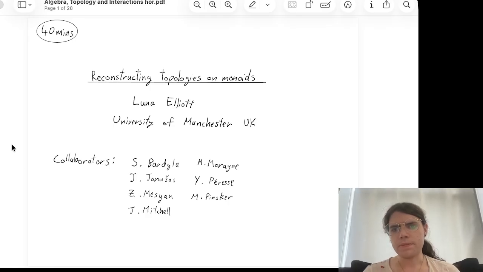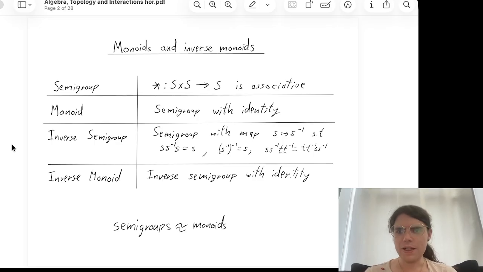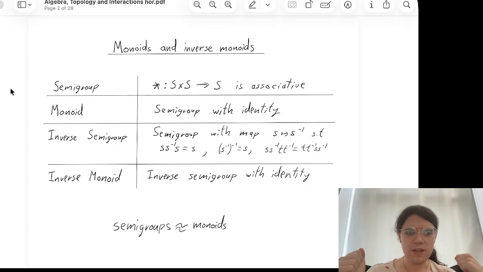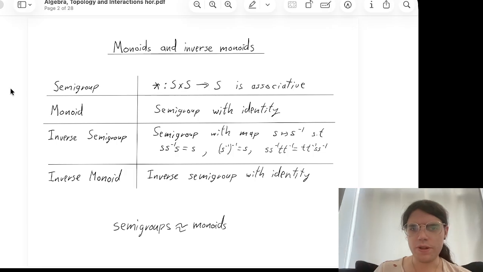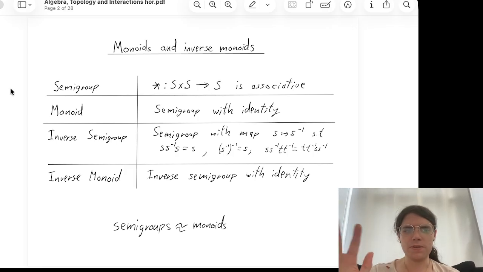So, reconstructing topologies on monoids. So first, what's a monoid? Well, a semigroup is... people probably know this already, but perhaps people are less familiar with inverse semigroups. So a semigroup is just a set with an associative binary operation. A monoid is a semigroup with an identity. Every semigroup can have an identity adjoined to it. So for the most part, monoids and semigroups are sort of interchangeable as concepts. So you shouldn't be too preoccupied with which one I'm saying, and I might switch between the two arbitrarily.